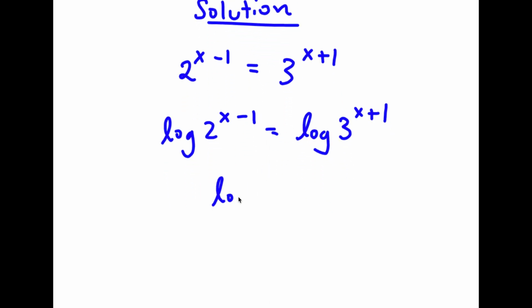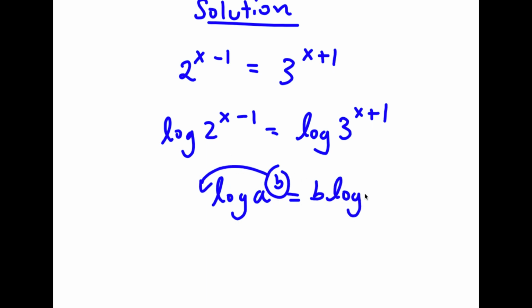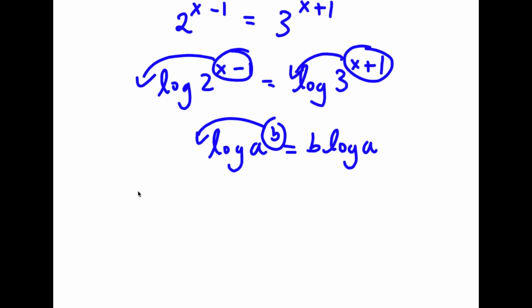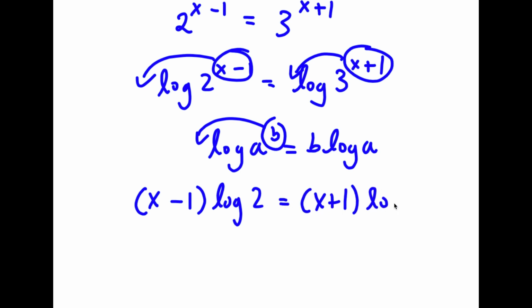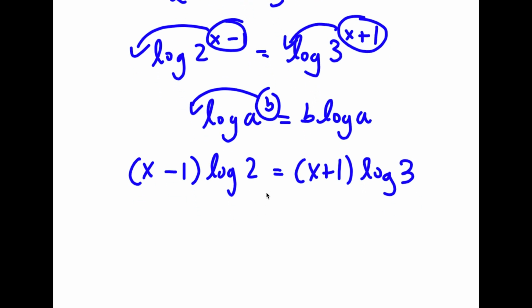And if I have something in the form log a to the power of b, I can move this exponent b to the front. So this is equal to b times log a. So in this case, I have log 2^(x-1), I can move x - 1 to the front. And log 3^(x+1), I can move x + 1 to the front. So now I have (x - 1) times log 2 is equal to (x + 1) times log 3.